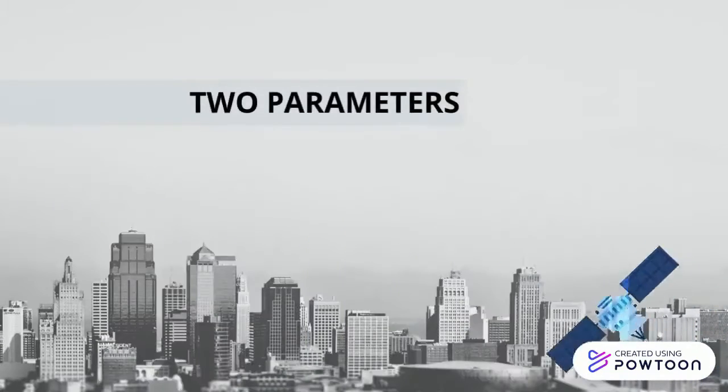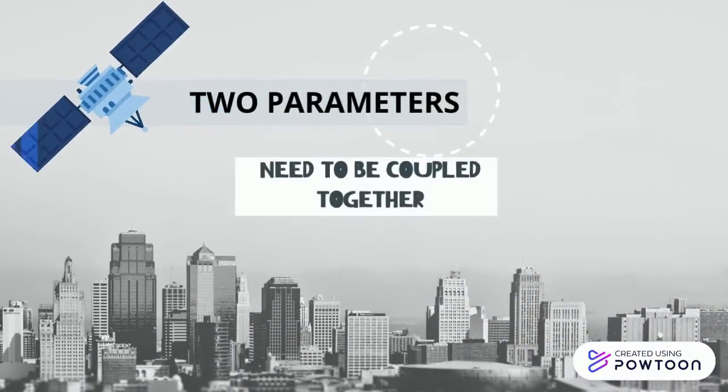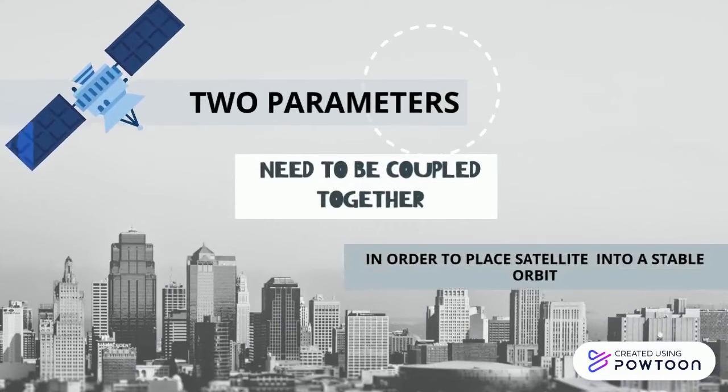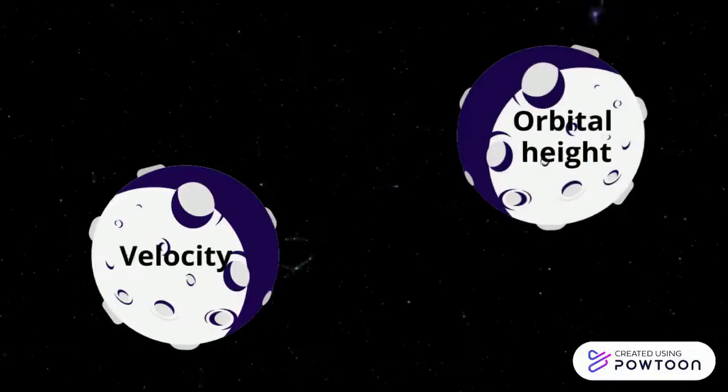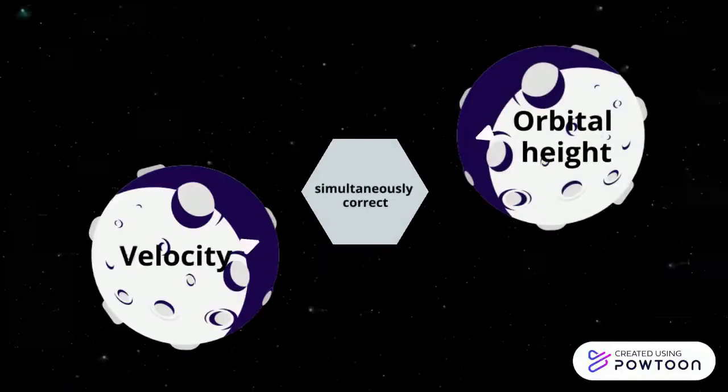Remember that a satellite cannot be placed into a stable orbit unless two parameters that are uniquely coupled together, the velocity and the orbital height, are simultaneously correct.